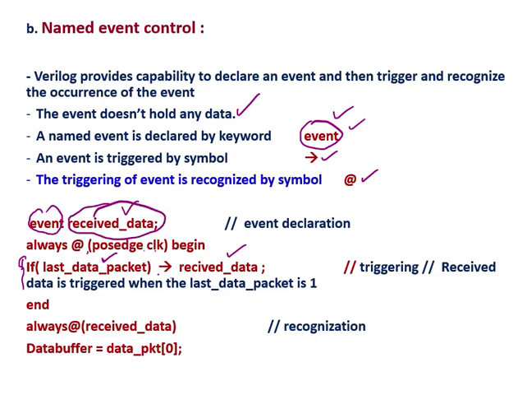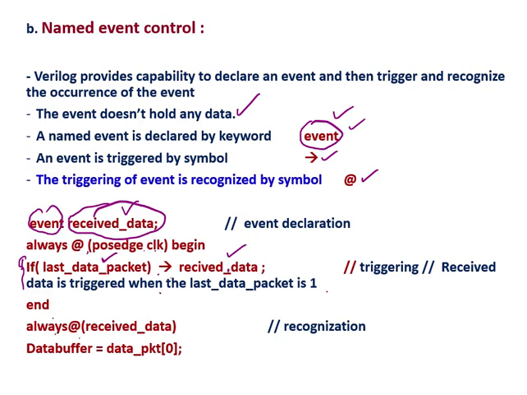Okay, received data is triggered when the last data packet is 1. So if we received the last data packet, then it is triggering that we received the data. Okay, we got the data. So this is an arrow and this is my event. Okay, then this is AND.